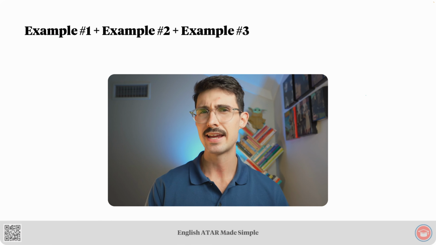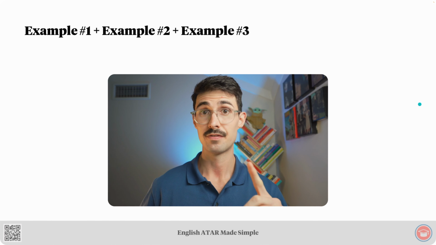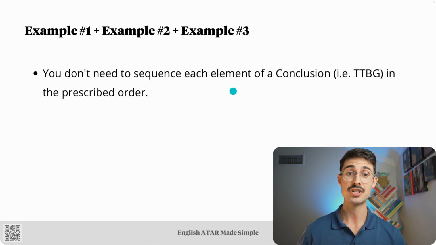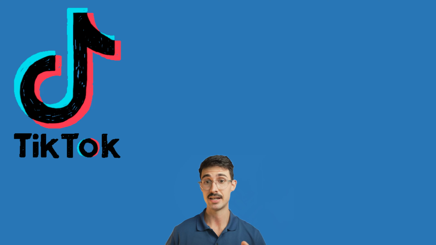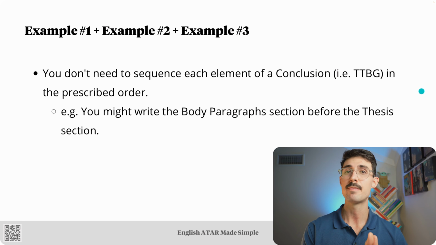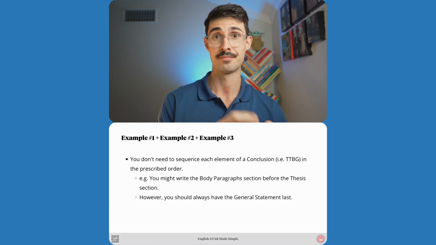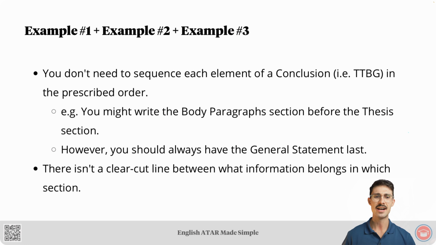Here are some key takeaways in relation to our discussion of all of these examples. Firstly, you don't need to sequence each element of a conclusion, i.e. TikTok before Graham, in the prescribed order. For example, you might write the body paragraph section before the thesis section. However, you should always have the general statement last. That's a big one. Also, there isn't a clear-cut line between what information belongs in which section. Those are some general comments about the conclusion. Here are some specific comments about each element of it.